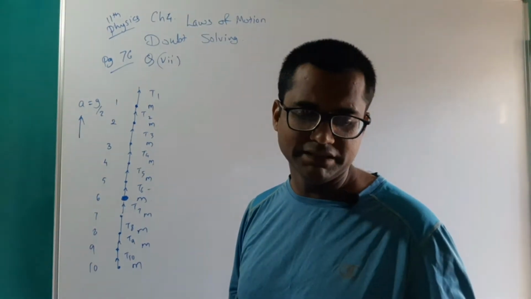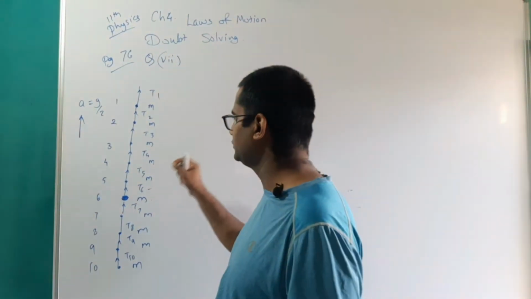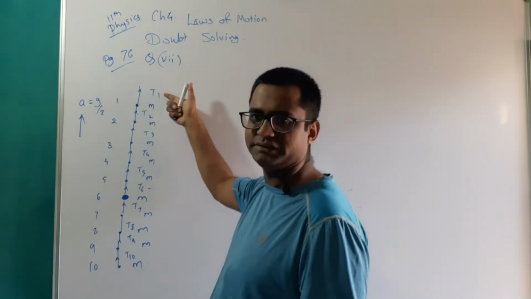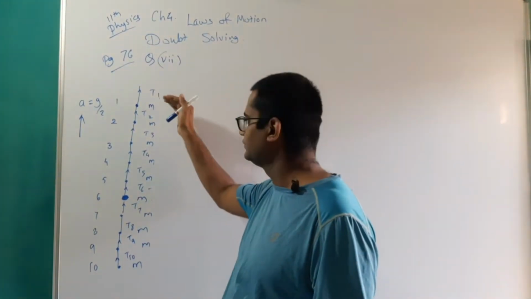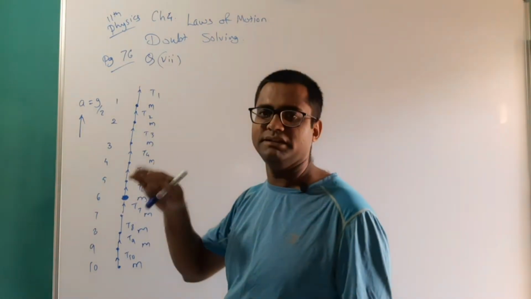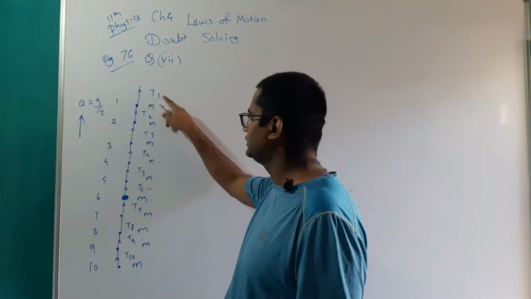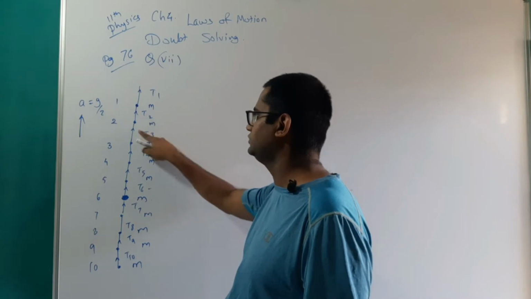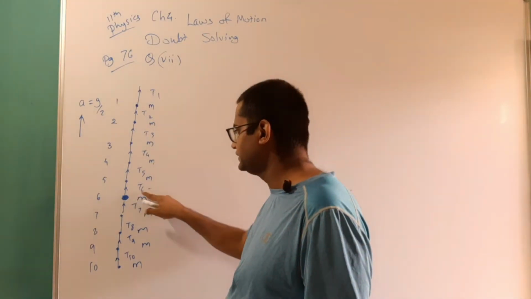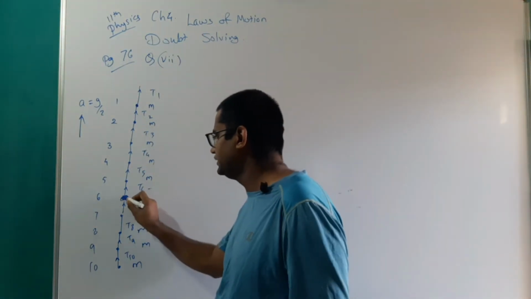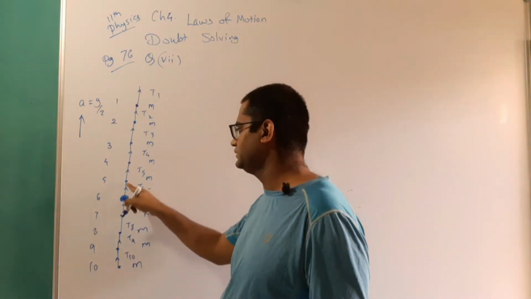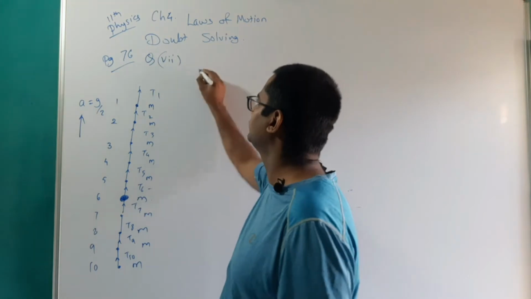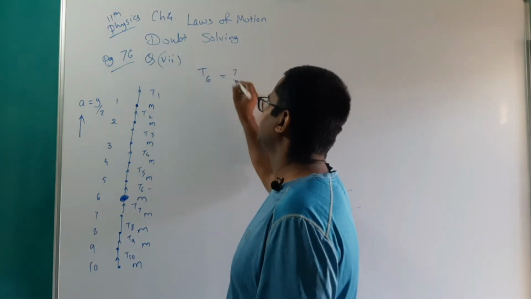What is the tension in the sixth string from the top? Let us say this is the first string, as it is given in our question, and we want to find the tension in the sixth string. So this is T1, this is T2, this is T3, and so on. This is T6. So we are interested in this sixth mass, and the tension in this sixth string is T6, and what we want to find here is T6.